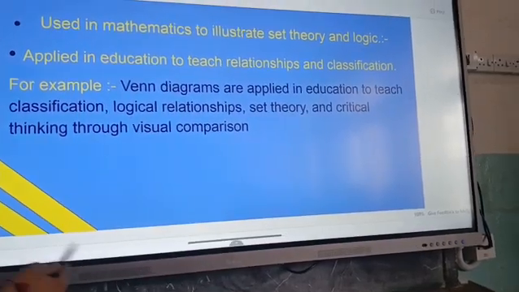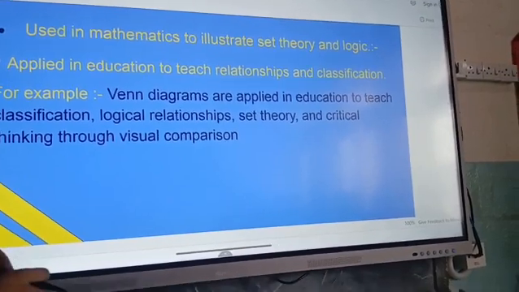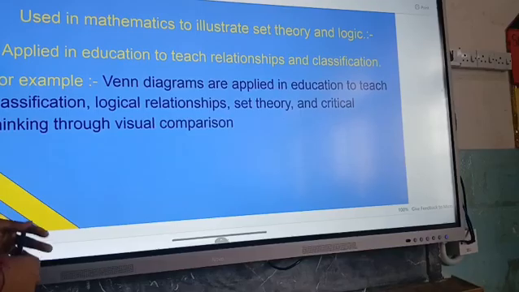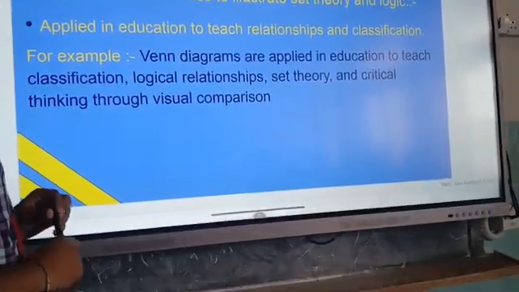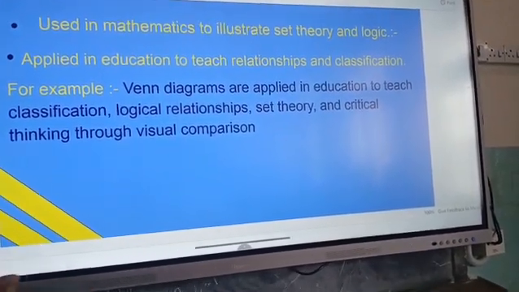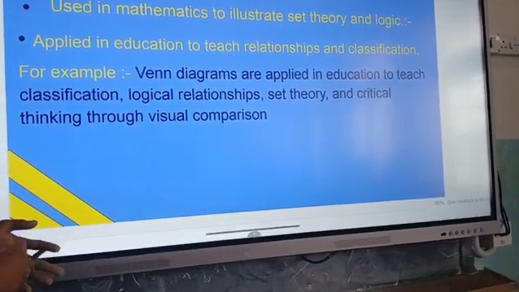The second last application is used in mathematics to illustrate set theory and logic, which we have studied in the first chapter. The last is applied in education to teach relationships and classification. For example, Venn diagrams are applied in education to teach classification, logical relationships, set theory, and critical thinking through visual comparisons.